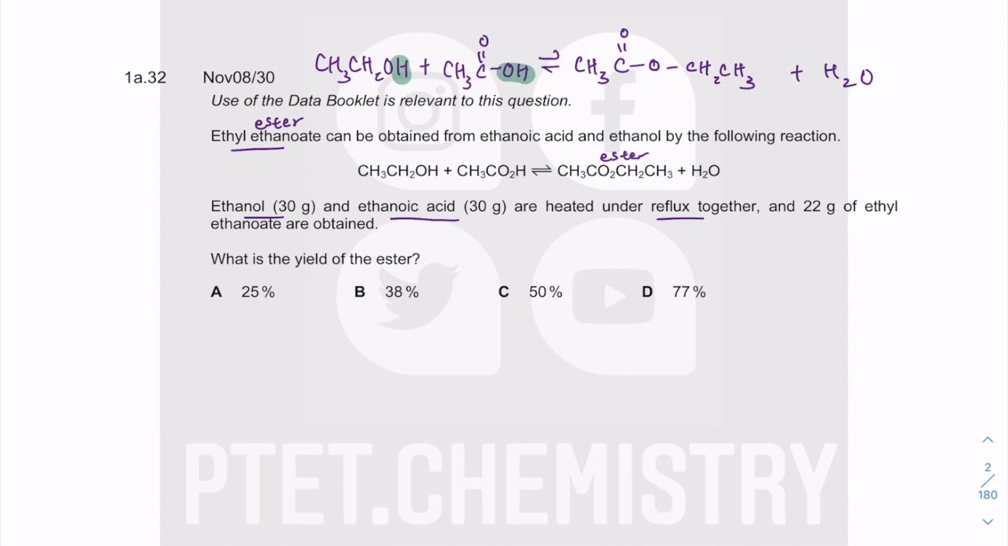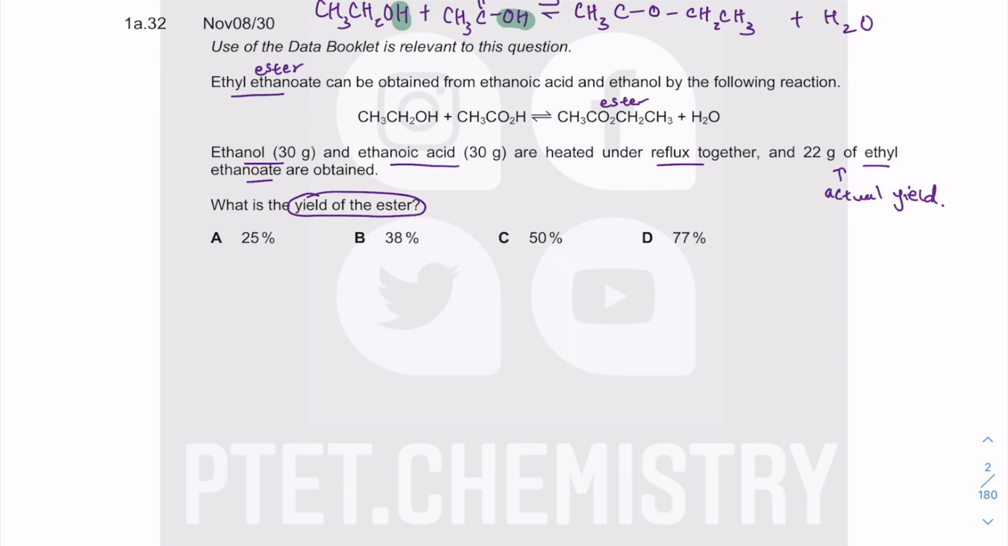22 gram of ethyl ethanoate. So this is the actual yield of the ester, and you want to know what the percentage yield is. Is this 100% of what you expect, or is this less than 100% of what you expect? All right, so based on this 30 gram, 30 gram, these are masses, and when we are dealing with a balanced equation like this, these are expressed in mole ratios, so we have to resort to using mole.